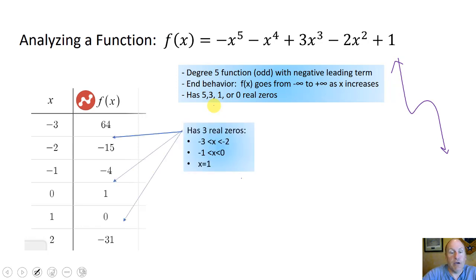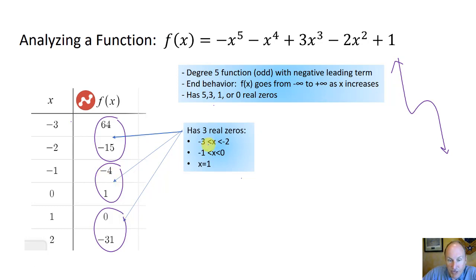Well, looking at zeros, it's got 3 real zeros because I'm looking at sign changes. From -3 to -2, it changes sign. From -1 to 0, it changes sign. And from 1 to 2, it changes sign. I know that the extreme values aren't the endpoint values, with this end behavior occurring, so I'm not worried about that. I'm worried about the sign changes in between these numbers. So some point between x equals -3 and x equals -2, we have a 0. Some point between -1 and 0, we have a 0. And also exactly x equals 1.